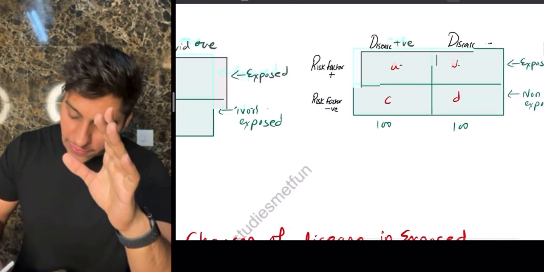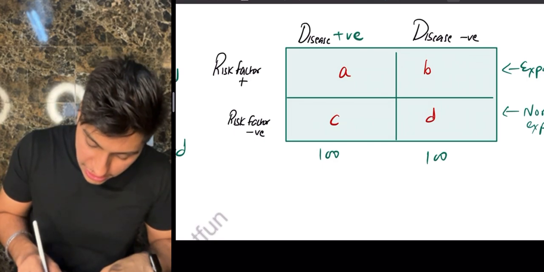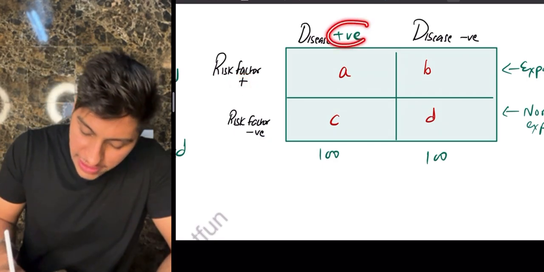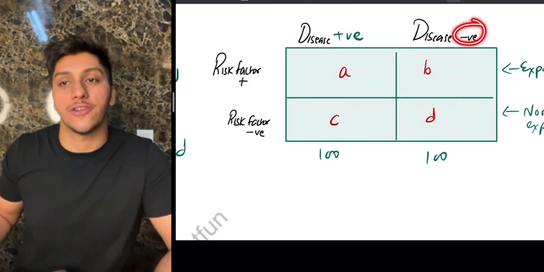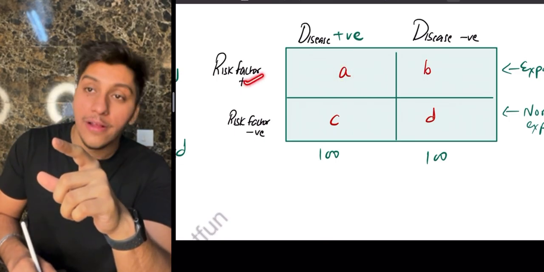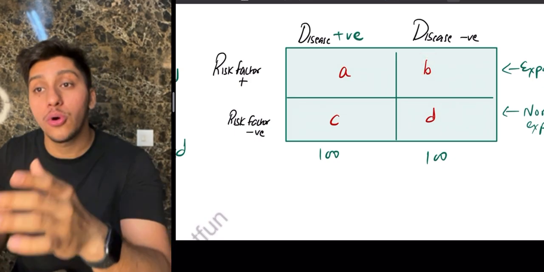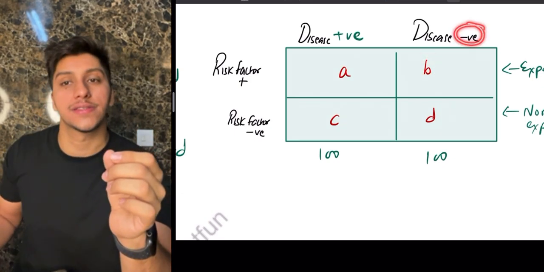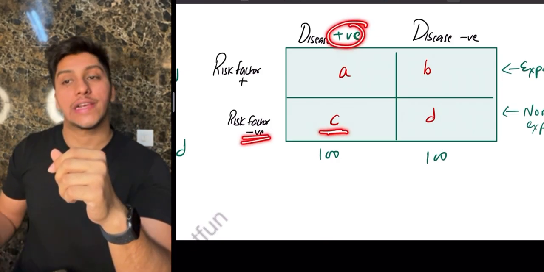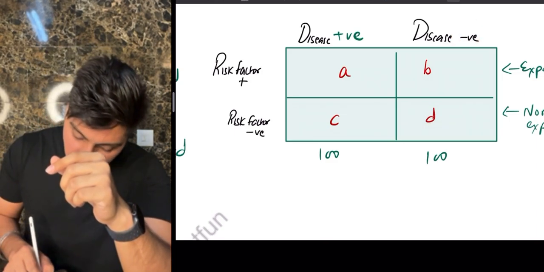Whenever you make this chart, remember that on the vertical side there should be risk factor positive and risk factor negative. On the horizontal, you will have patients who have the disease positive and disease negative. A is the population who has the risk factor and also has the disease. B is who was exposed to the risk factor but did not have the disease. C is who had the disease but no risk factor. And D is who does not have the disease and also does not have the risk factor.